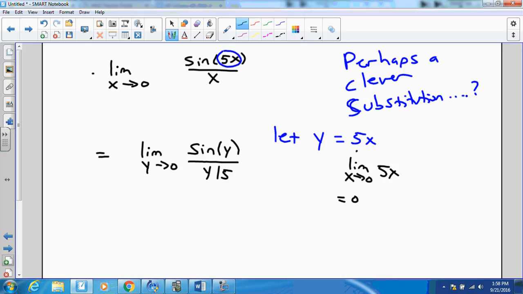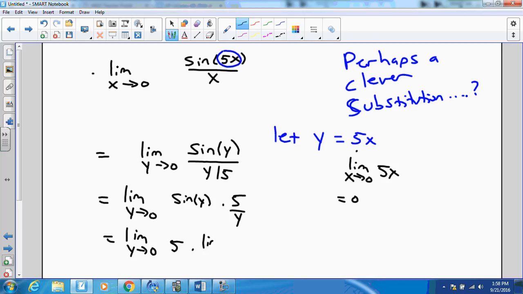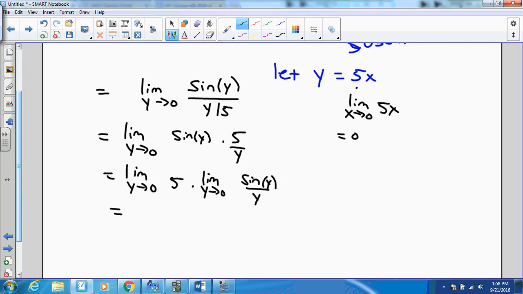Can I rewrite this with a little bit of algebra? I think I can. Division is multiplying by the reciprocal. And so I can rewrite this as sine of y times 5 over y, or even better, the limit as y goes to 0 times 5, times the limit as y goes to 0 of sine y over y. This is product rule. I could easily have used a constant multiple rule as well. But either way, I get 5 times 1, which is 5, exactly as you predicted, Jennifer. Does that make sense?